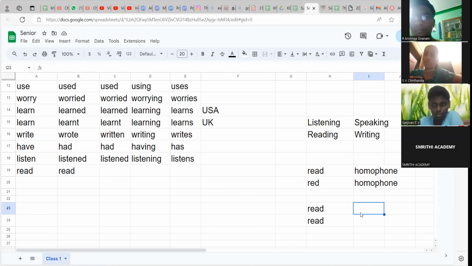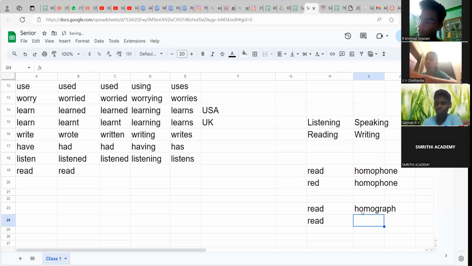What is it called? Same spelling, but different pronunciation. Look at that. Read, red, read, red. It's called homograph. Write it down. Homograph. Graph means writing. Homo means same. Same writing.